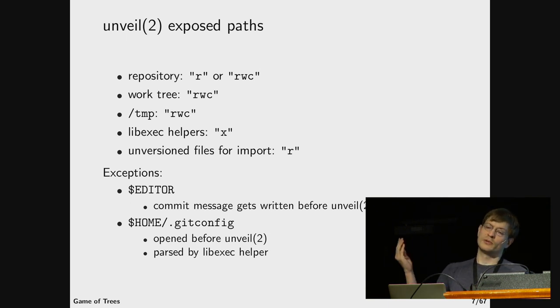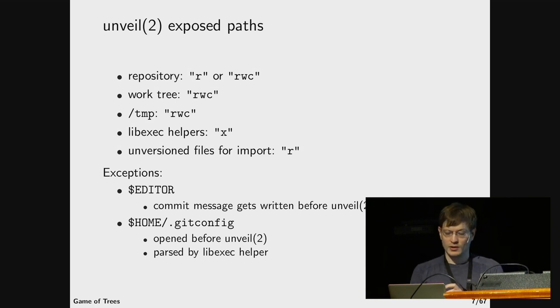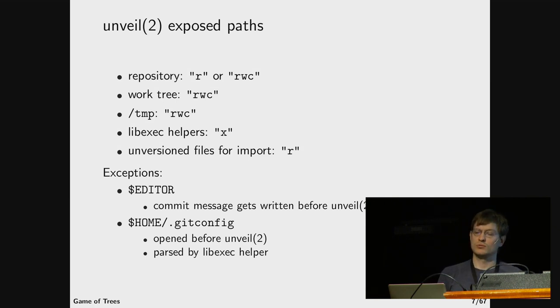So for the commit command, you get unveil protection as soon as you're done writing your log message. We also read the git config file, but only to get user and author username and email information that you might want to use just for default values. You can overwrite those separately. The ini parser is used to read this file, and it runs in a separate process as well.